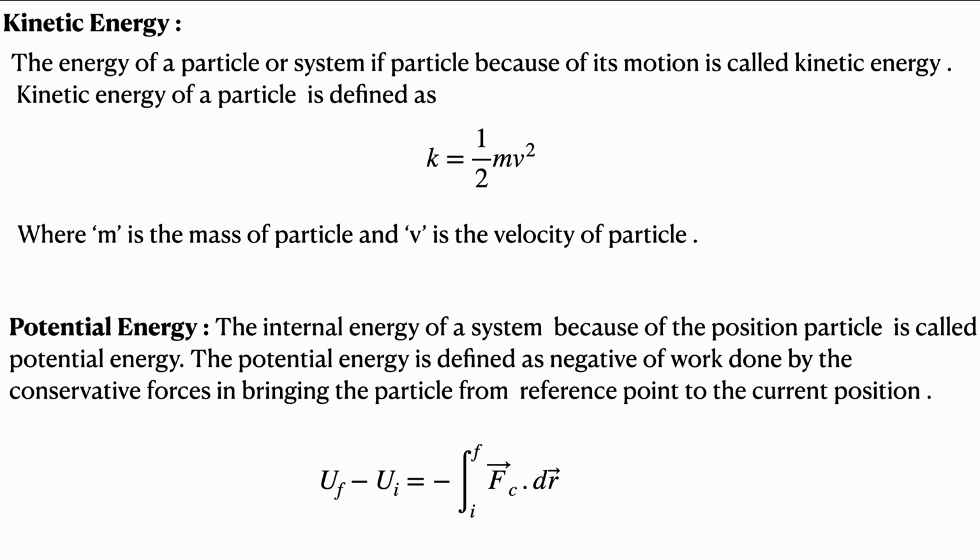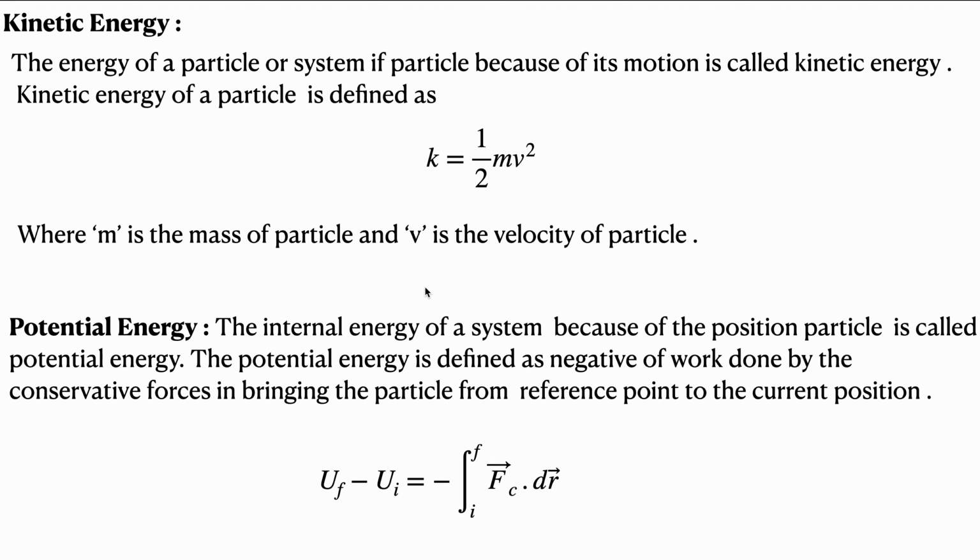Kinetic energy. The energy of a particle or system of particles because of its motion is called kinetic energy. Kinetic energy of a particle is defined as K equals half m v square, where m is the mass of the particle and v is the velocity of the particle.